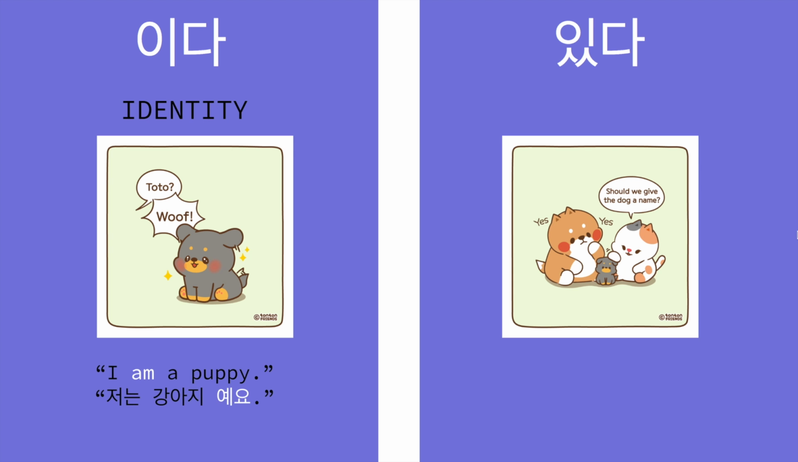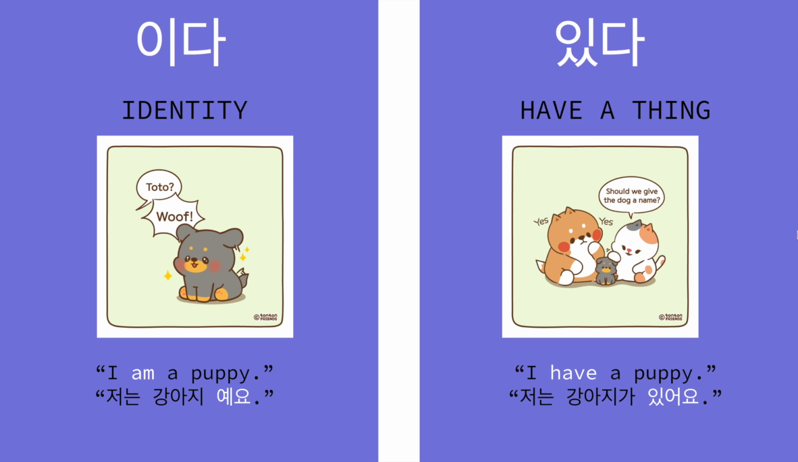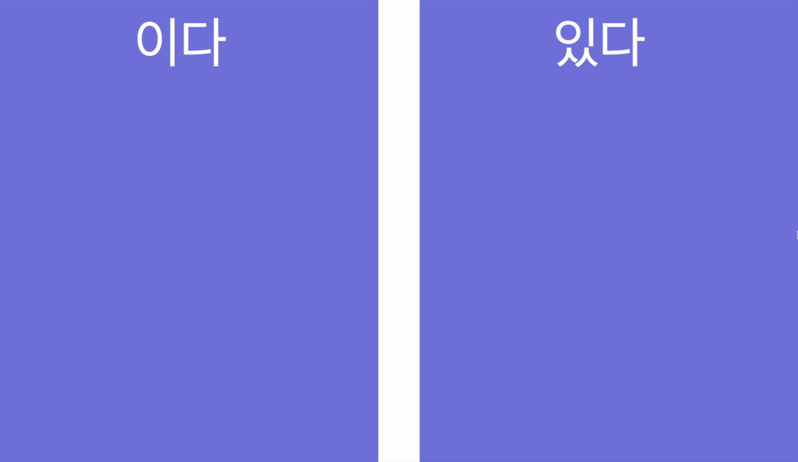On the left, we have identity. I am a puppy. 저는 강아지예요. On the right, we have a thing. I have a puppy. 저는 강아지가 있어요.